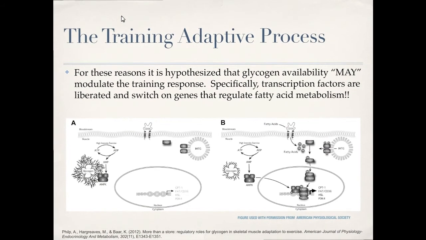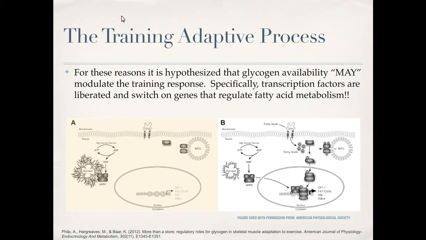This is a real good figure by Philip et al. And what you're looking at here is a hypothesis that glycogen availability may modulate the training response. It's thought that transcription factors in a low glycogen state are liberated and switch on genes that regulate fatty acid metabolism. If you look at part A of this figure, part A represents high glycogen levels, and as you notice, AMPK has a binding domain on glycogen.